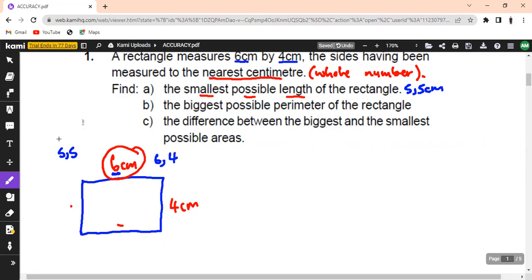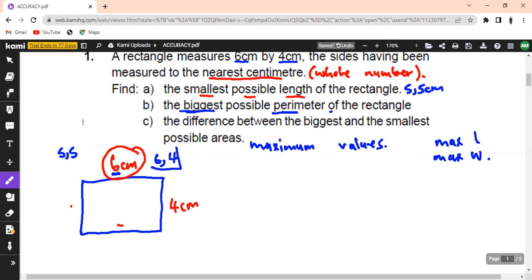Then let's cross-check this question now, which is saying the biggest possible perimeter of the rectangle. Take note, the biggest means you are supposed to use maximum values. You are supposed to work with maximum values in this case. That is, you're going to use the maximum length and the maximum width. That is what it means. Okay, so already we said this is our maximum length, which is 6,4. What about the maximum width?